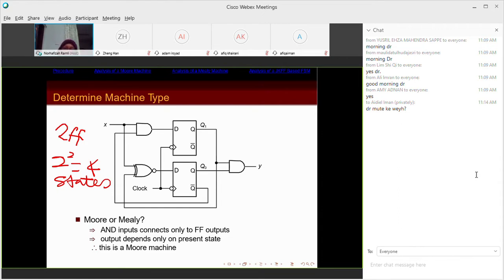And what you need to get is the equation for Q1 and Q0. What will be the equation for Q1? Sorry, no, you don't need the equation for Q1 and Q0. Q1 and Q0 are the present state. You need the equation for the D flip-flop input. This is your Q1 plus, and this is Q0 plus. So what is Q1 plus? The D input of the D flip-flop is Q1 plus. Q1 plus is X, and with, what is the input here? Q0 bar.